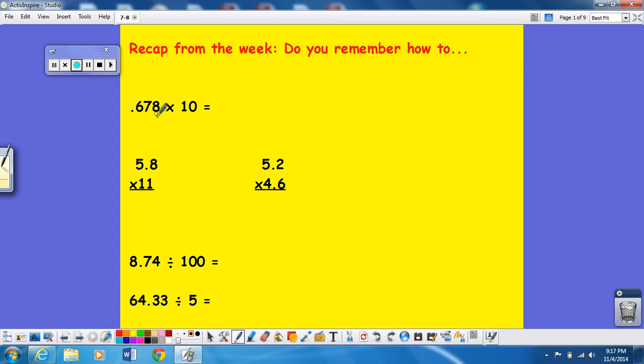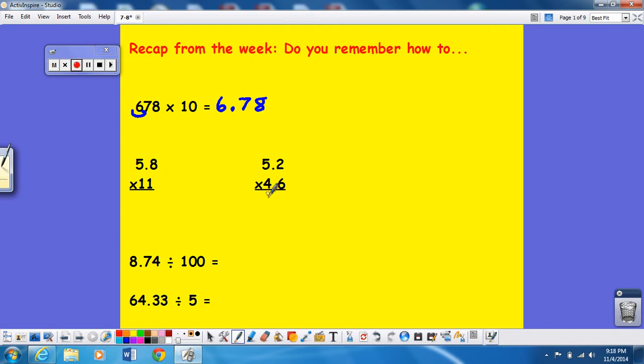When I multiply a decimal by a power of 10, remember I count the number of zeros in the power of 10, and I'm going to move my decimal. Because I'm multiplying, I'm making the number bigger. I'm going to move my decimal that many places to the right. So I know that 678 thousandths times 10 is 6 and 78 hundredths.